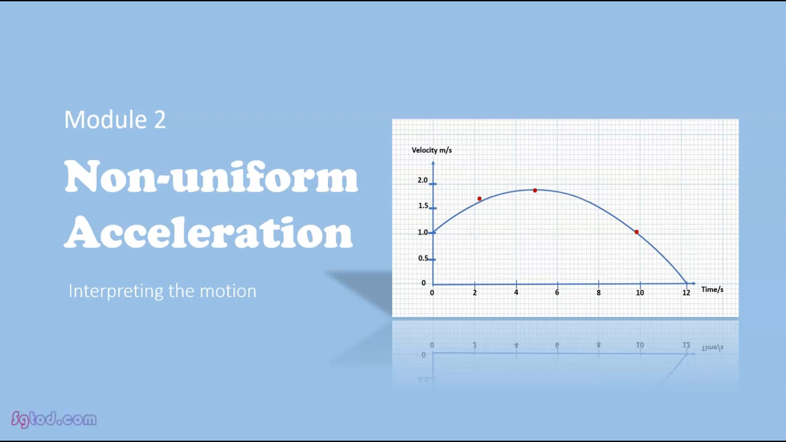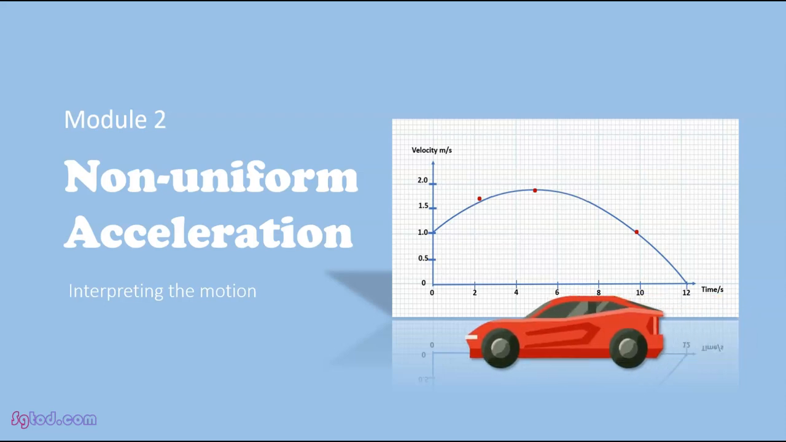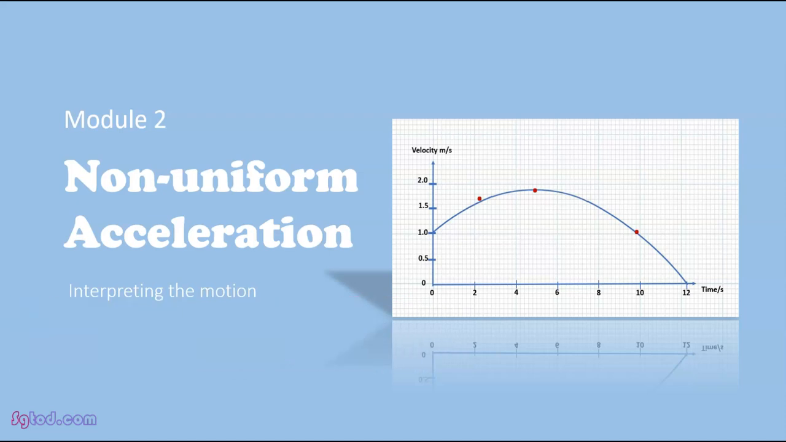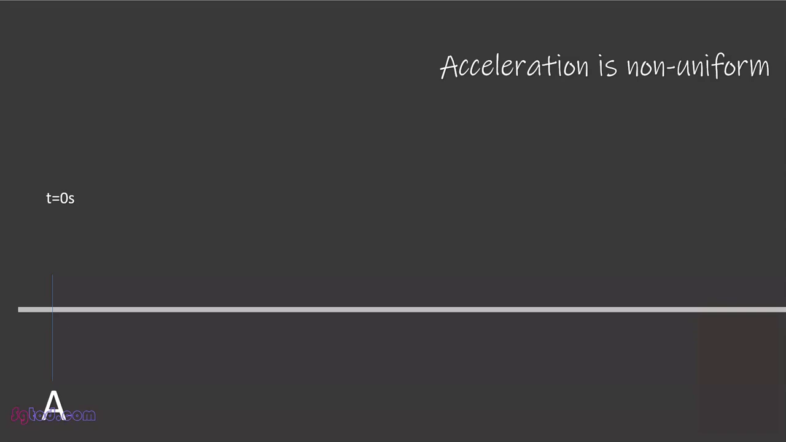In this lesson, we are going to look at what is meant by non-uniform acceleration. Non-uniform acceleration is when the increase or decrease in velocity of an object over equal intervals of time is not constant. Now let's look at this example.